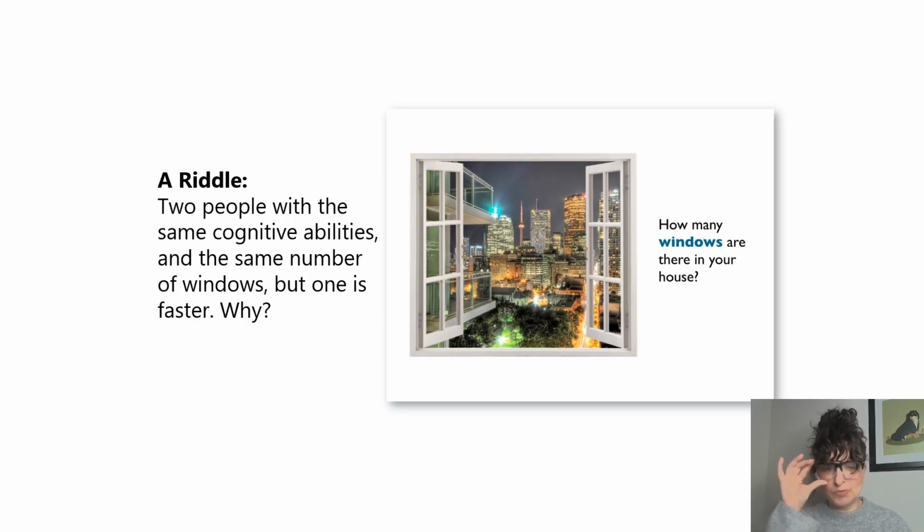I've asked you guys this before. How many windows are there in your house? Now, you have the experience of doing that task. Here's a riddle. Two people with the same cognitive abilities and the same number of windows, but one person is faster to count the number of windows. Why?